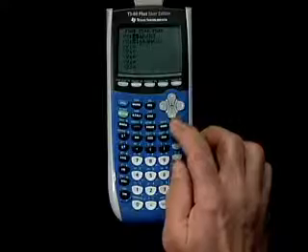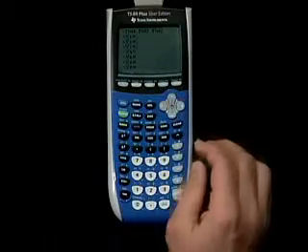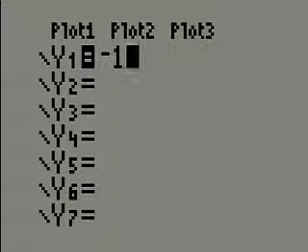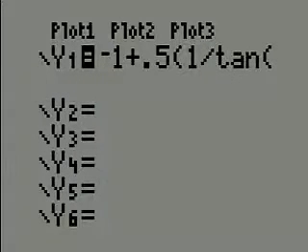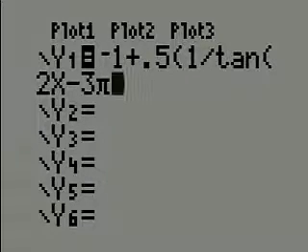So in my equation editor, I need to clear out my tangent curve, and now I can type in -1, then my plus, and this time I would have 0.5 for my 1/2, and now I'm going to use parentheses just to make sure it's offset. That is, I want 1 over tangent, 1 divided by the tangent. And when I plug it in here, I can leave it in the form 2x minus 3 pi, because the calculator will do the correct manipulation to that.